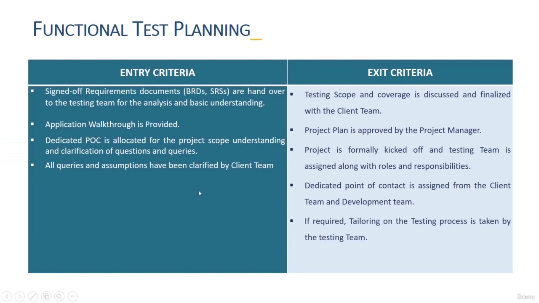And here you need to specify the functional testing plans. Before proceeding and executing the testing activities, the client should provide us the BRD, the business requirement document, and the software requirement document, and hand them over to the testing team for analysis and basic understanding. They need to provide us the application walkthrough, and a dedicated point of contact person should be allocated for project scope understanding and clarification of our queries for the test execution. And the client needs to answer all the queries, and the assumptions must be clarified by the client team.